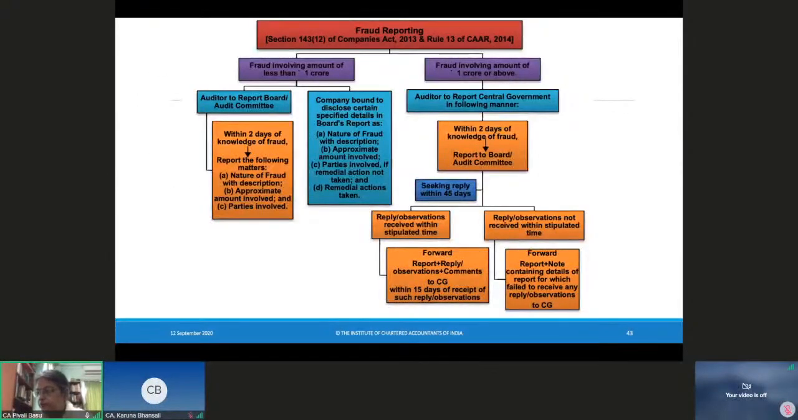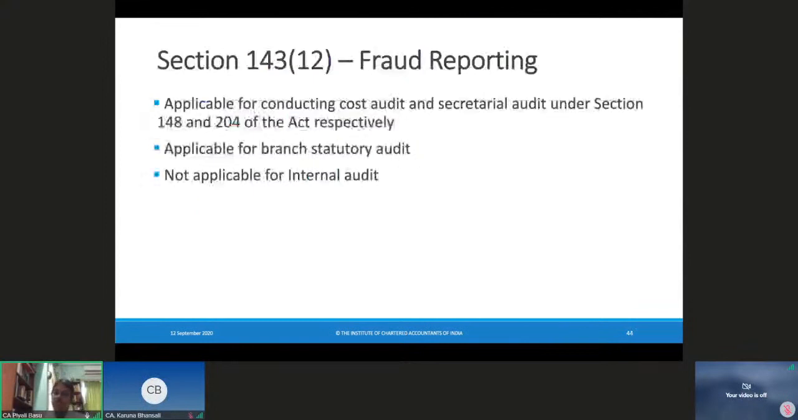So it applies for the cost audit as well. Cost audit and secretarial audit also. Okay, so in case anything is identified by such auditors, that also needs to be reported. It is applicable for the branch statutory audit, but doesn't apply for the internal audit. All right, it doesn't apply for the internal audit.